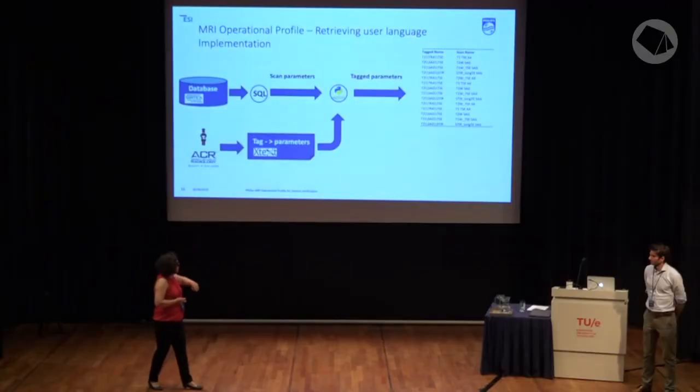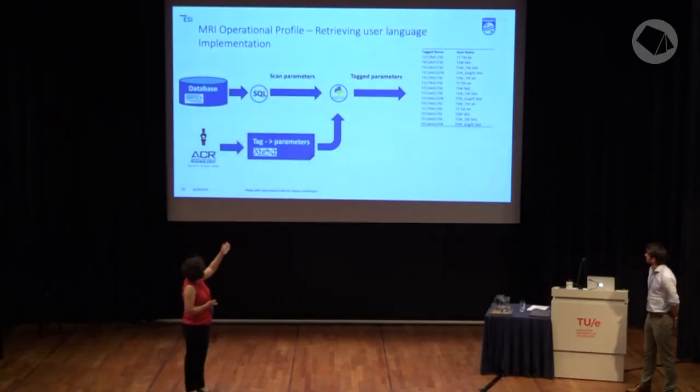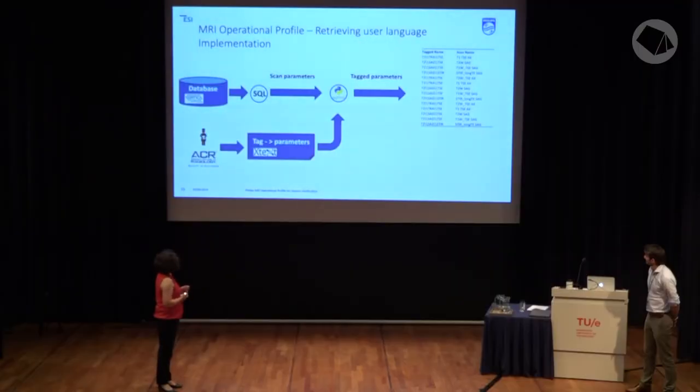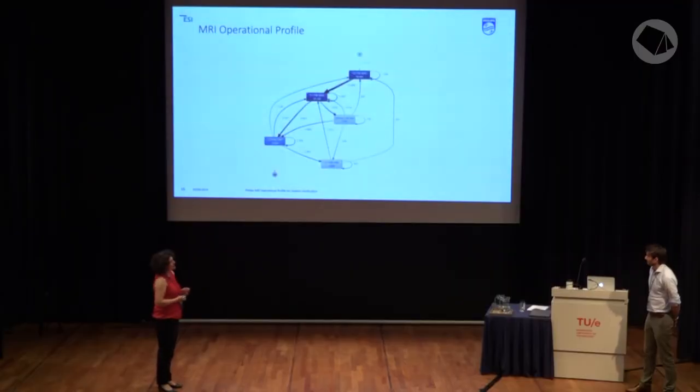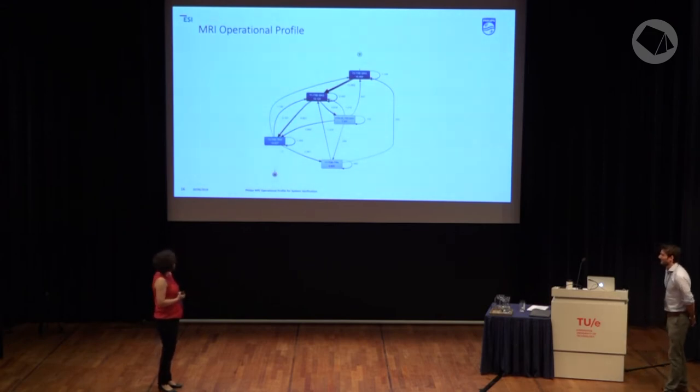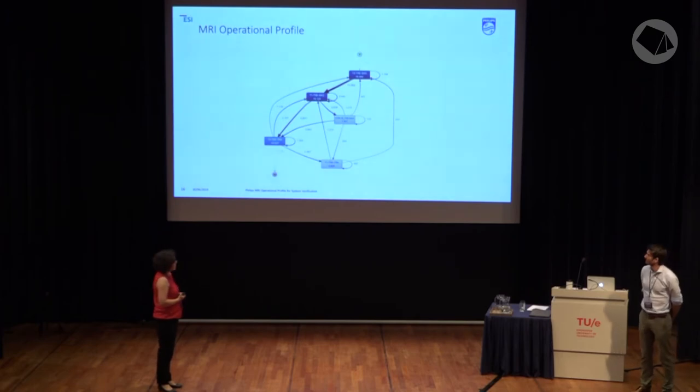And this is the outcome, where the tag names are what came out of the algorithm, and those are the scan names as they are written by people. And what you see is that they are very close. The next step was going to building the operational profile, where we use Disco, and there Mark will show a demo.